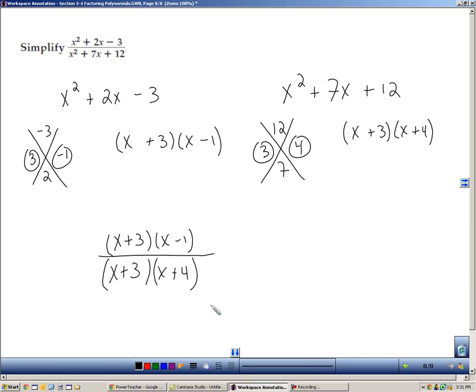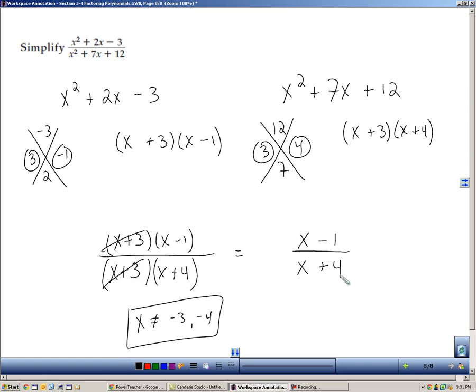Looking to divide these, remember there's such a thing as excluded values, so my x cannot be a -3 or a -4. That's part of my solution. These values are excluded because they create zeros in the denominator. And we can cancel the x plus 3's. That's legal because they're factors, leaving me a simplified expression of x minus 1 over x plus 4.